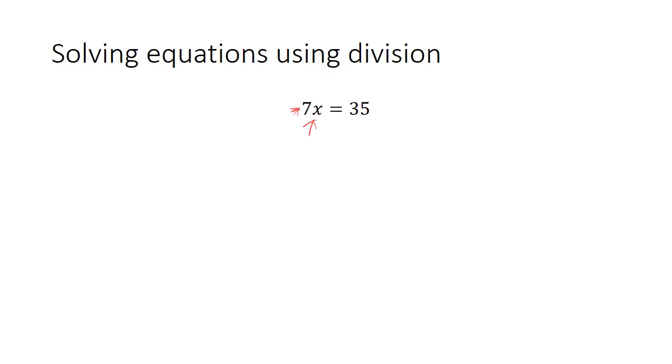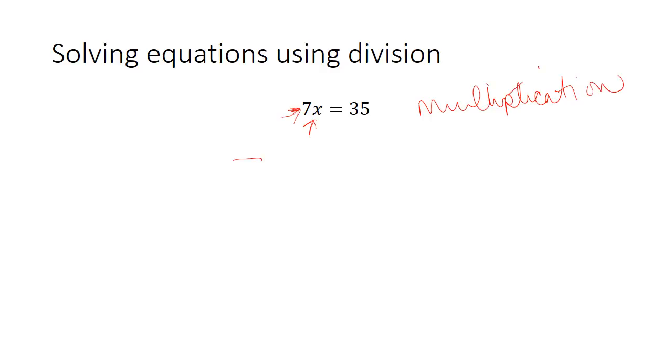So how do we get rid of that 7? Well, what is the 7 doing with the x? What operation is this? This is multiplication. And in order to get rid of multiplication, we have to divide.